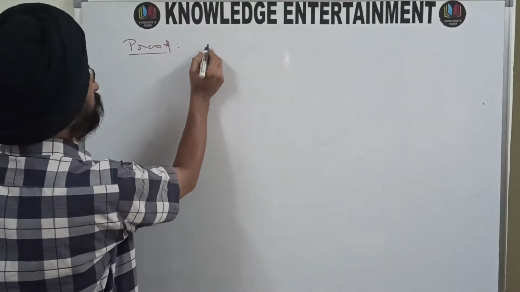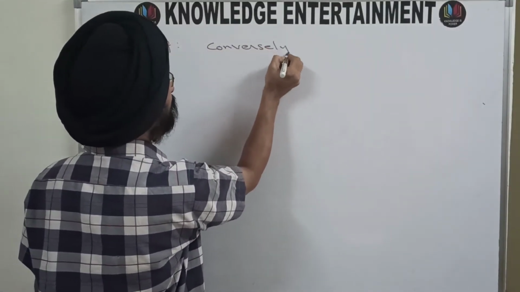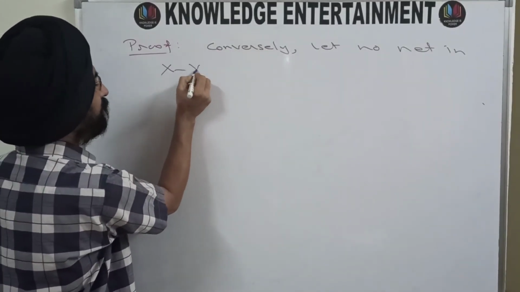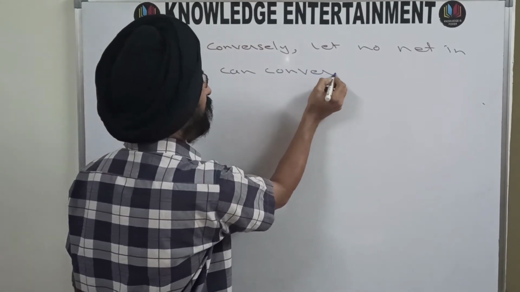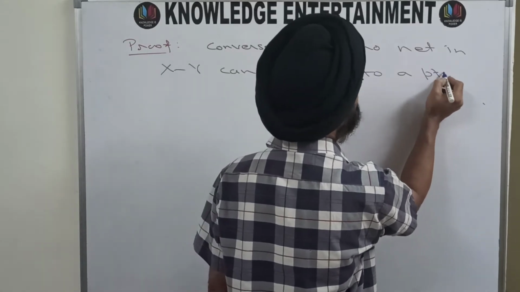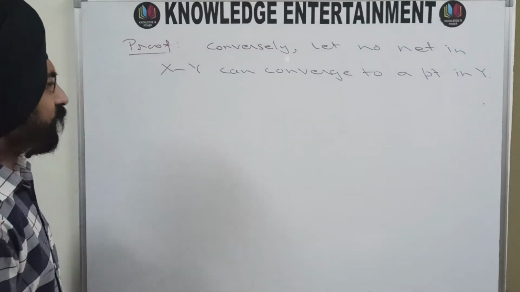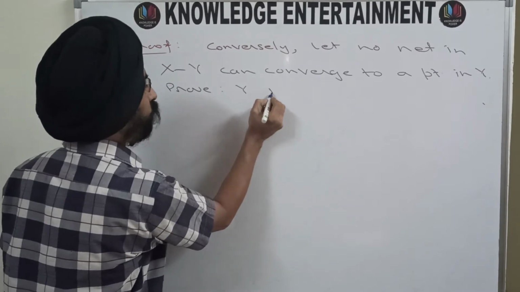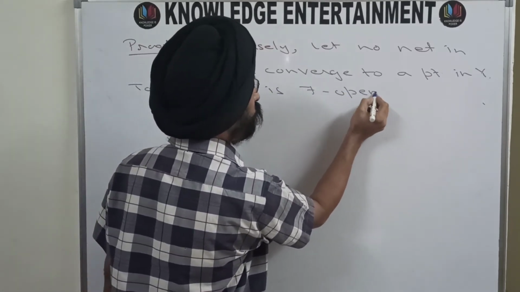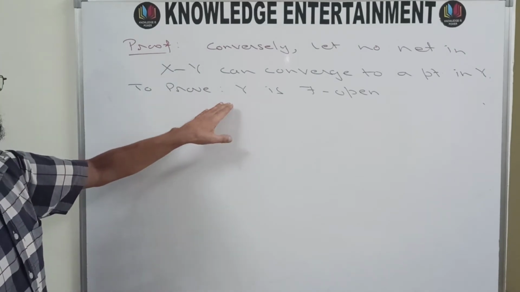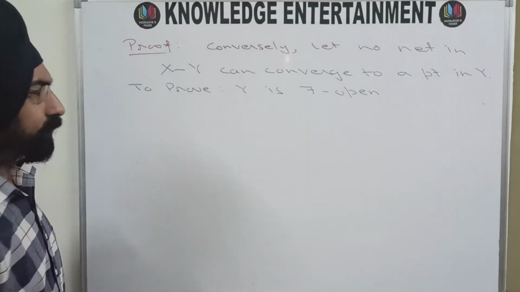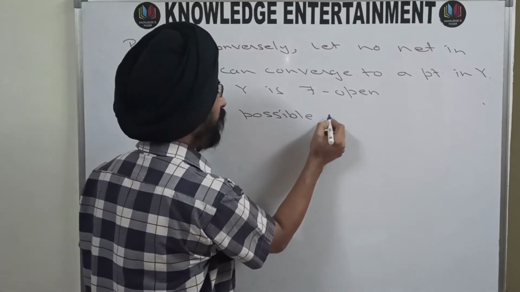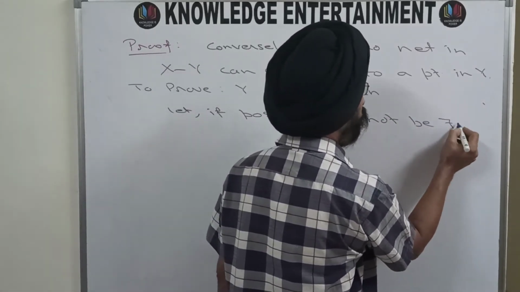Conversely, let no net in x minus y converge to a point in y. And what are we to show? We are to show that y is tau open. We have to prove that y is tau open. Suppose y is not open. Let, if possible, y not be tau open.